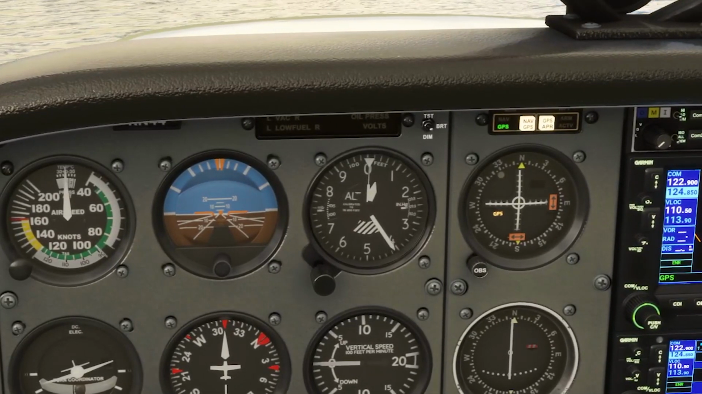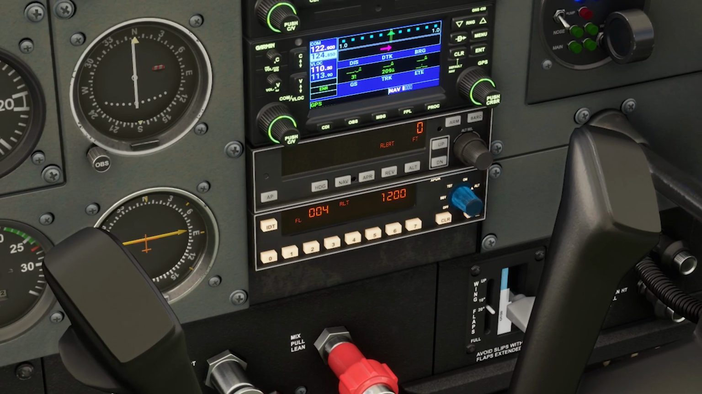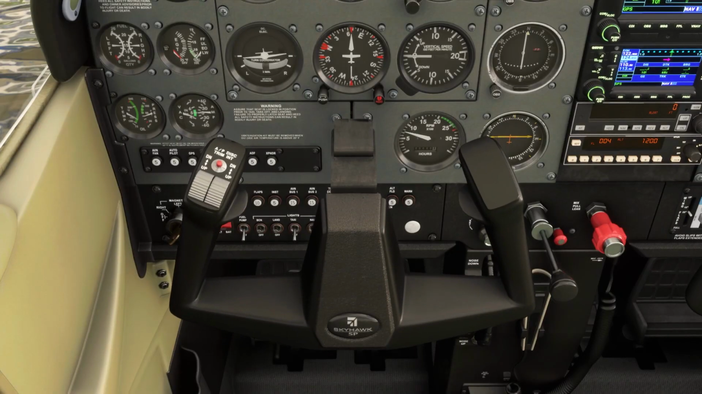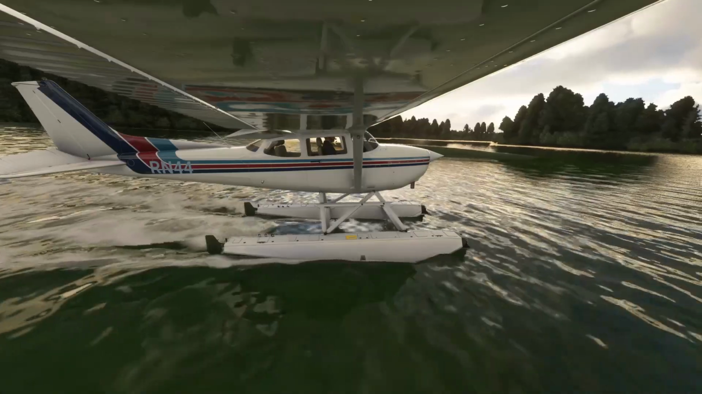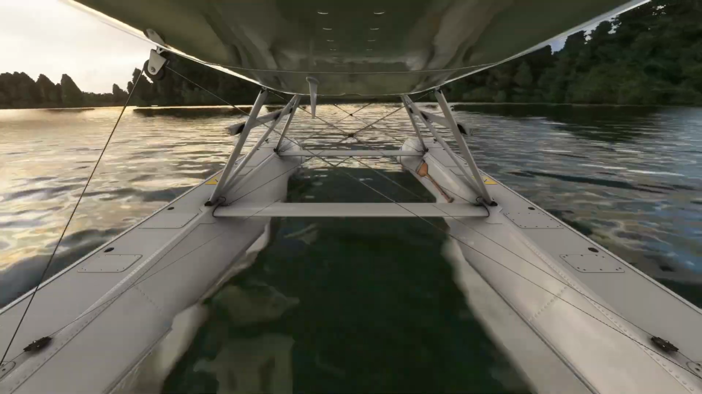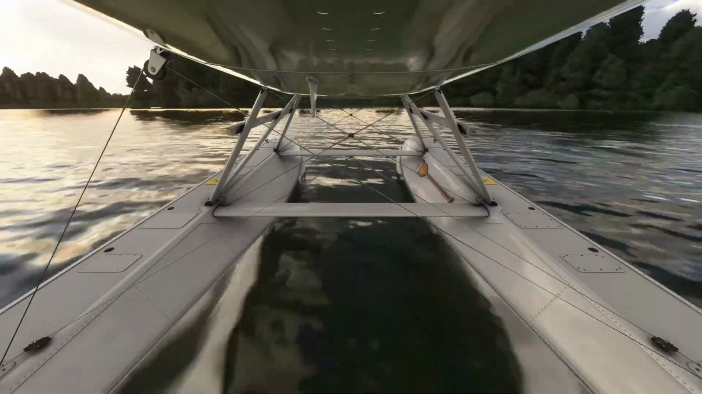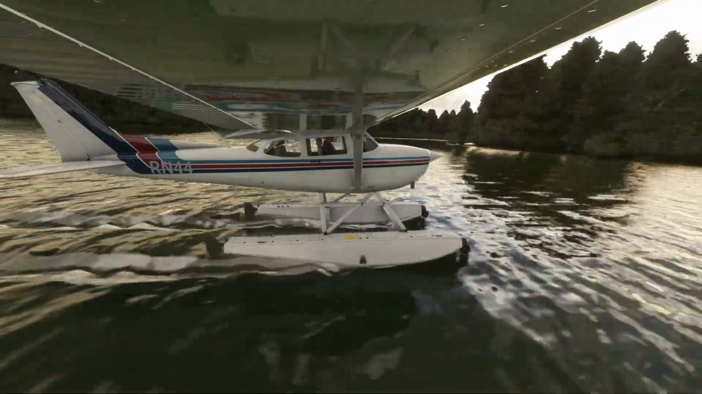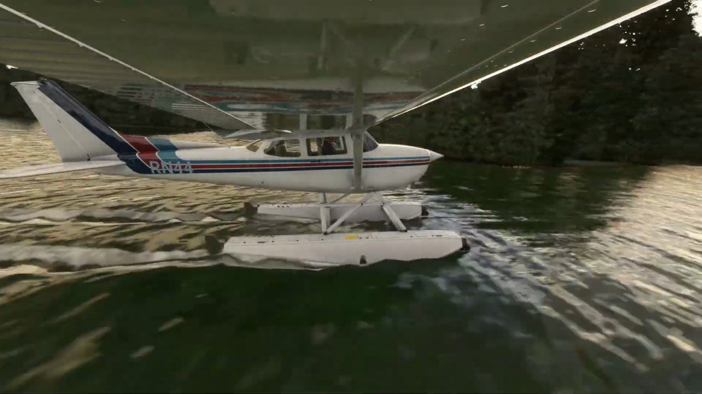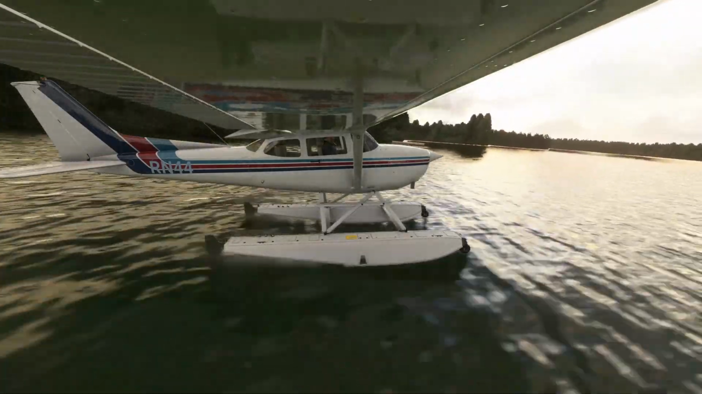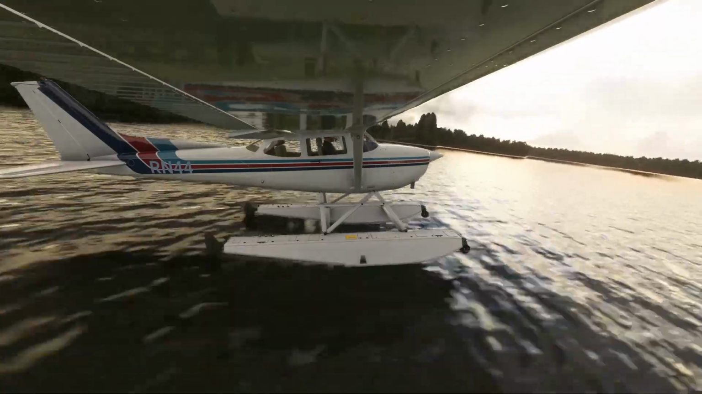Altimeter set. Transponder 1200 set. Lights on. Mixtures full rich. Yoke back, and we push the throttle forward for departure. Relieving a little pressure on the yoke, the aircraft rises a little. First rise. Second rise. And just like that, we're porpoising across the lake.